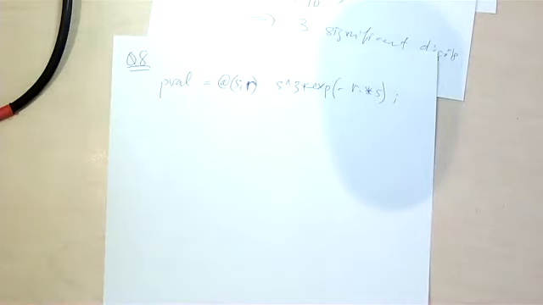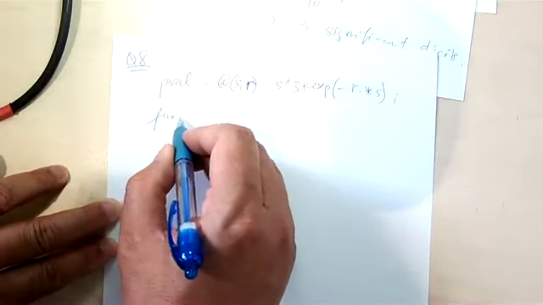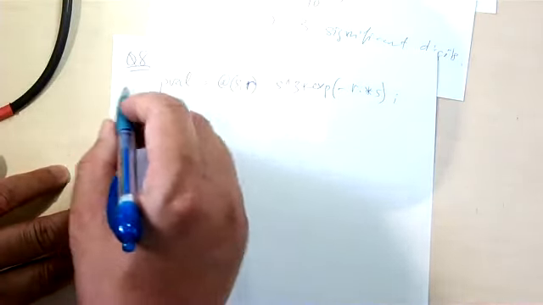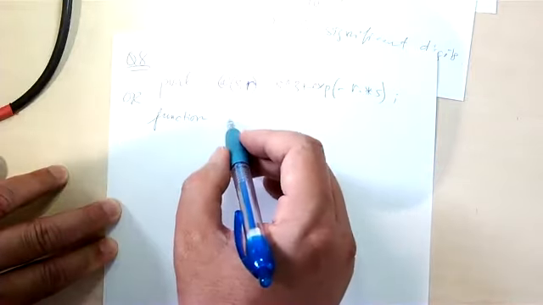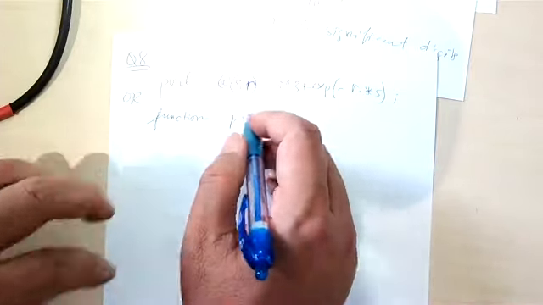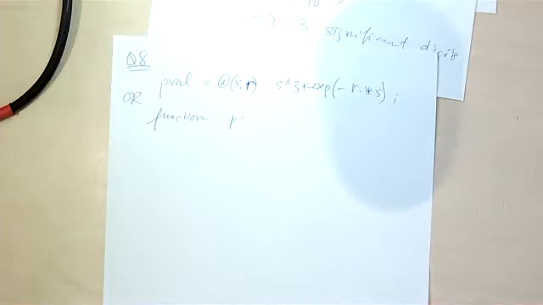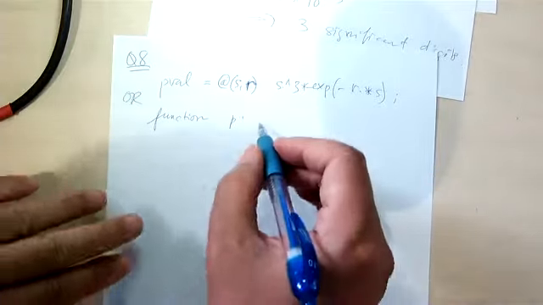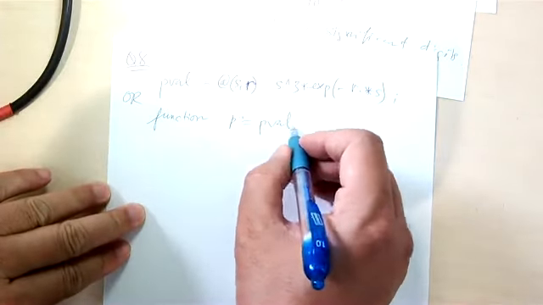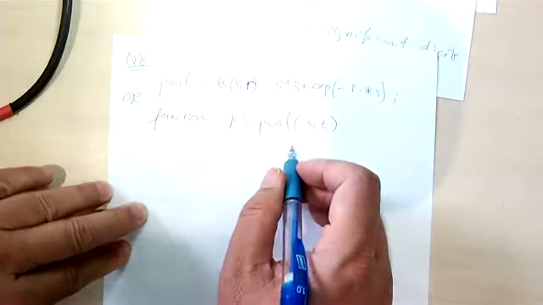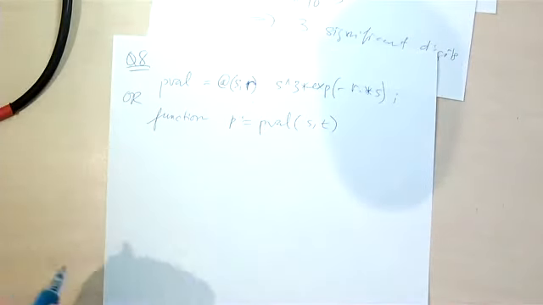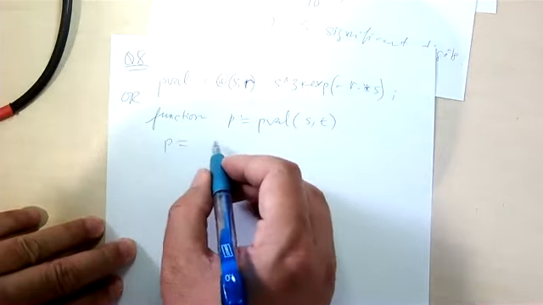And then you can also define it as a MATLAB function. If you define a MATLAB function, then you write function P equal pval of s and r, and you give the formula again. So you can choose either one.